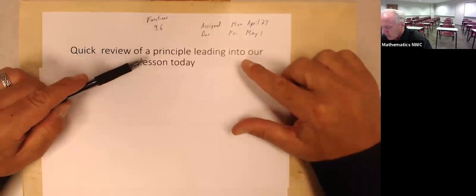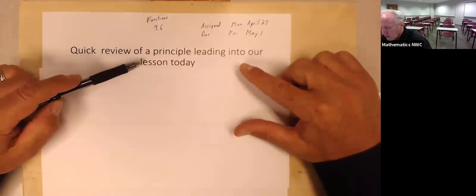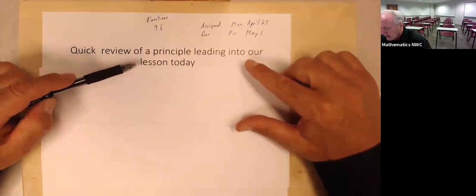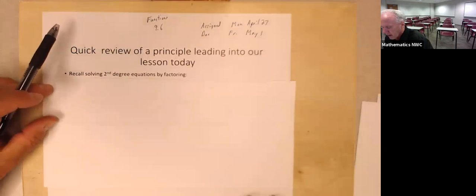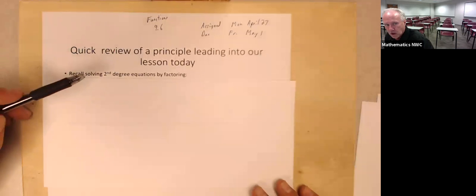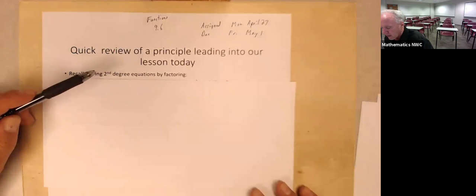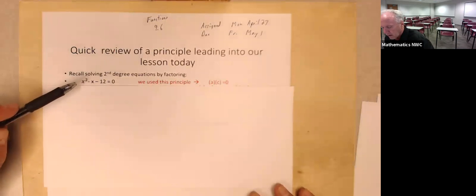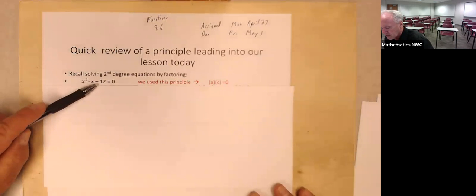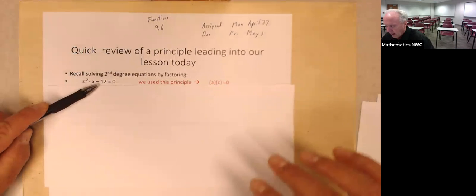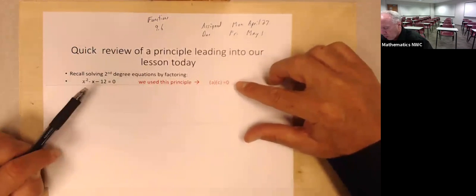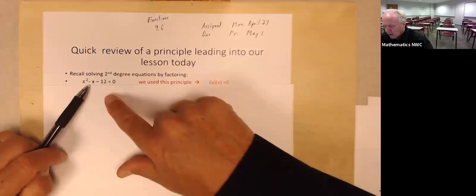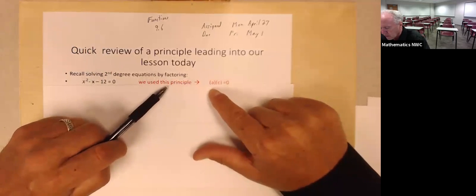I would like to review a principle that we've been using the last few lessons. The reason we're reviewing this is it leads us into another similar concept for today. You recall we've solved second-degree equations by factoring. An example would be like this: x squared minus x minus 12 equals 0. I want you to really focus on what I have written in red here for now. When we did this problem, we used this principle.